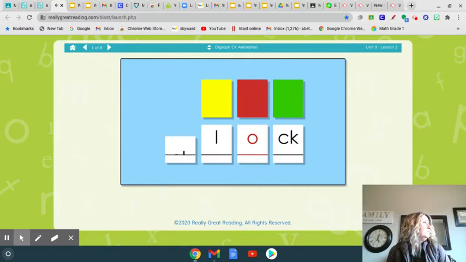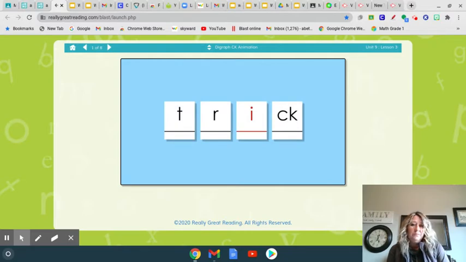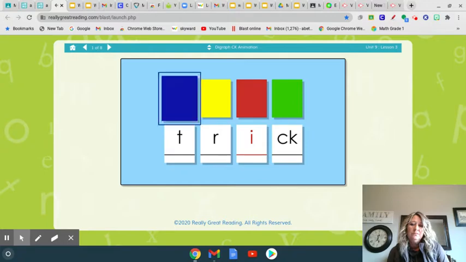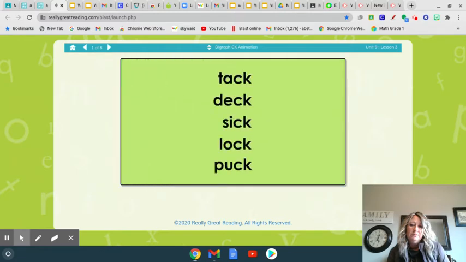The digraph CK is never used at the beginning of words. Let's take a look at the word trick. Trick has 5 letters, but just 4 sounds: T, R, I, K. The digraph CK is at the end of the word, and it's spelling just one sound, K. Words with the digraph CK follow a regular spelling pattern. If we hear a short vowel sound and the very next sound is K, we will spell it with the digraph CK.